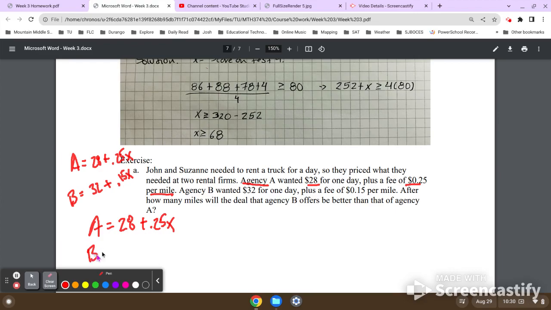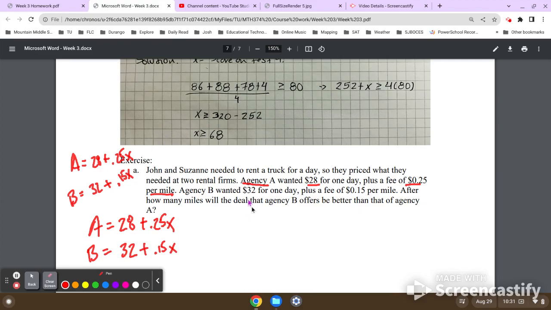I do something similar for agency B, and in that particular case, I find out here that agency B has a $32 flat rate, but they only charge 15 cents per mile. That's pretty fair. So the question is when are these two things going to be exactly the same? It says, I don't know how many miles will the deal with agency B be a better offer, B's offer be better than agency A.